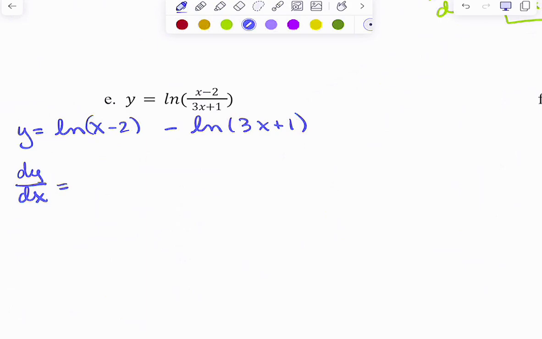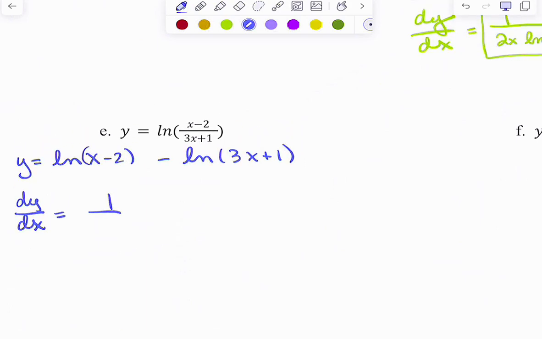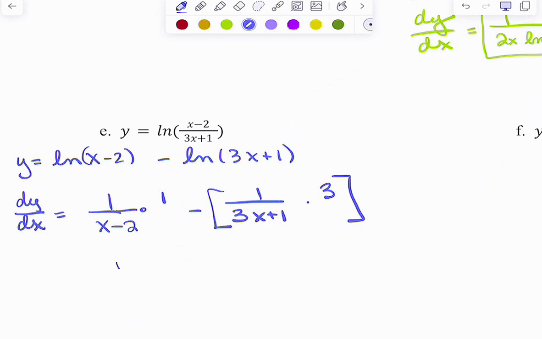lot easier because now the derivative of natural log is 1 over x times the derivative of the inside, minus the derivative of natural log is 1 over the inside times the derivative of the inside, and I end up with 1 over x minus 2 minus 3 over 3x plus 1. Technically, this is legal. I can leave it the way it is. But if I want to make sure that it matches a multiple choice question, I might want to combine those into a single fraction. But I don't have to. So unless I have to, I'm leaving it.